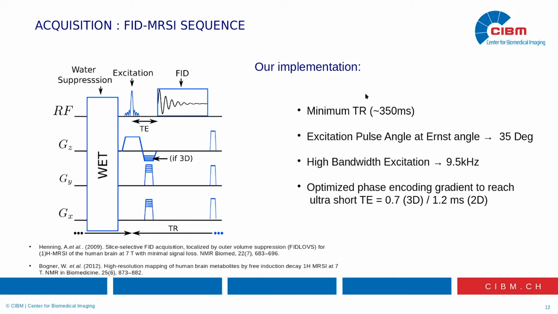Due to the lower flip angle, that's also good news for the excitation pulse. Due to the lower B1 needed, we can actually extend the bandwidth of the excitation pulse, and we can put it to 10 kilohertz. And eventually we optimized the timing of the phase encoding gradient that you see here between the excitation and the acquisition, in order to make it as short as possible and to keep as much signal as possible.